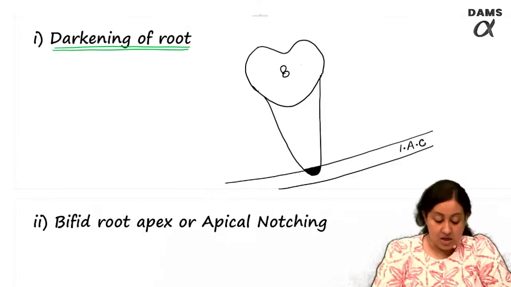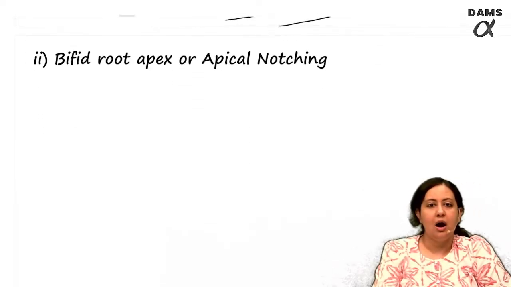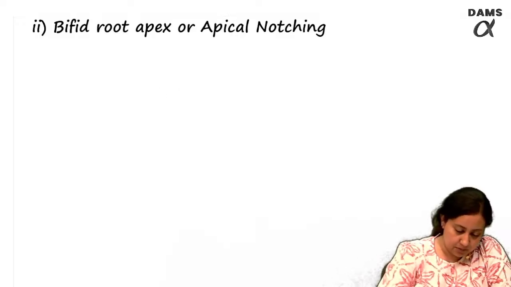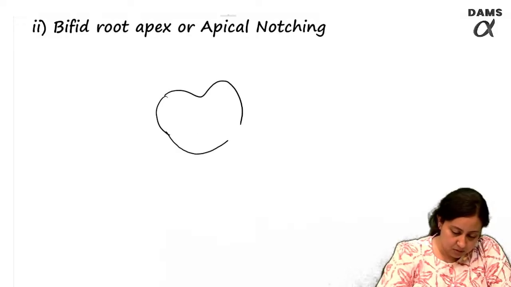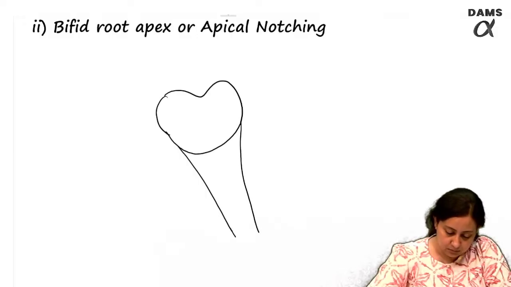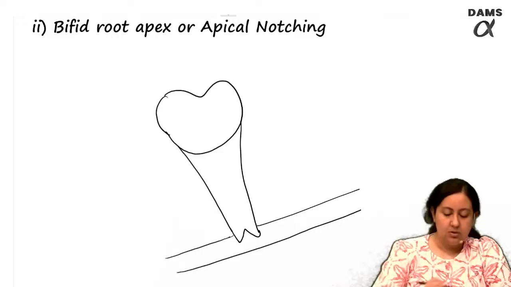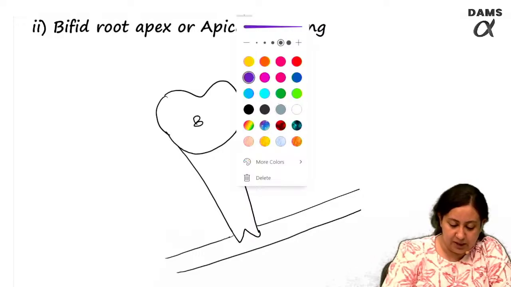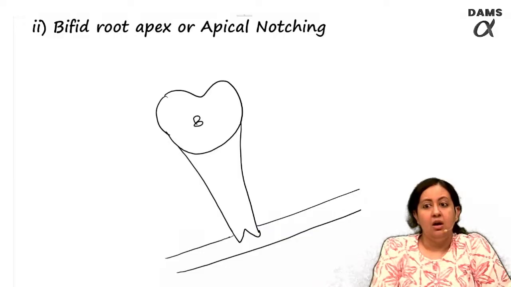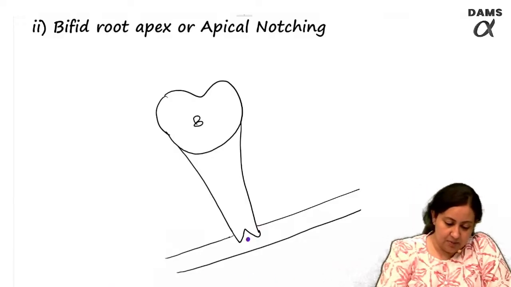The next criteria that we have is bifid root apex or apical notching. Let's see how this looks. This will mimic a picture that there are two apices, whereas it actually signifies that the nerve may be in close proximity to the impacted third molar. So you will see apical notching.